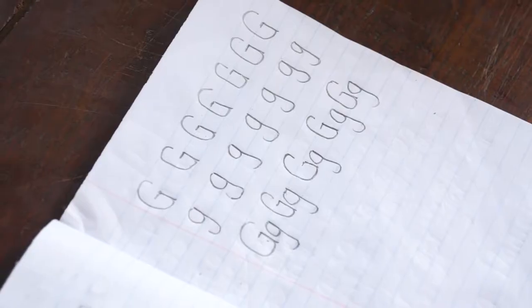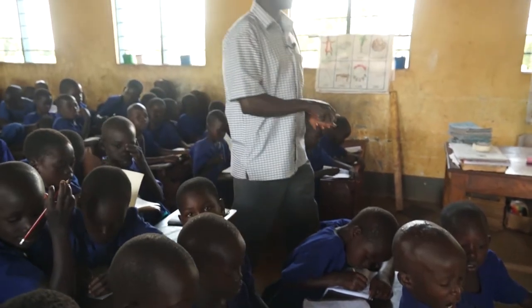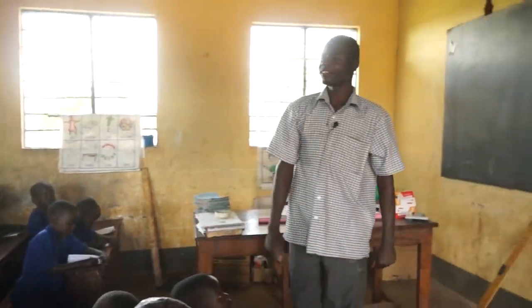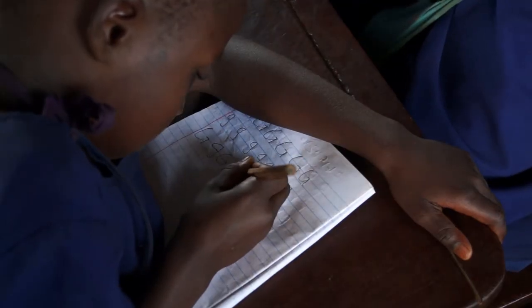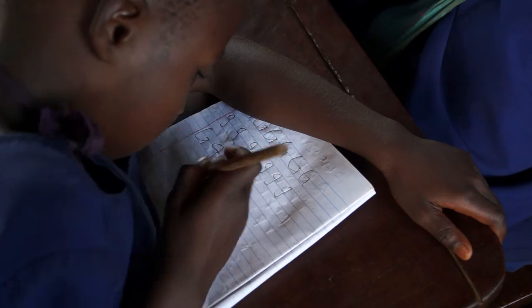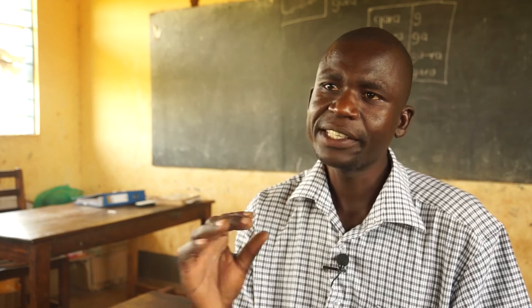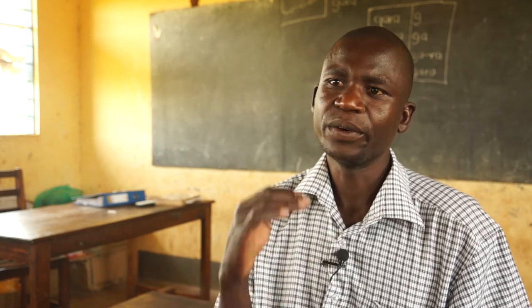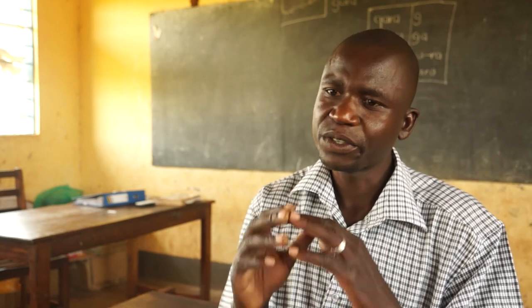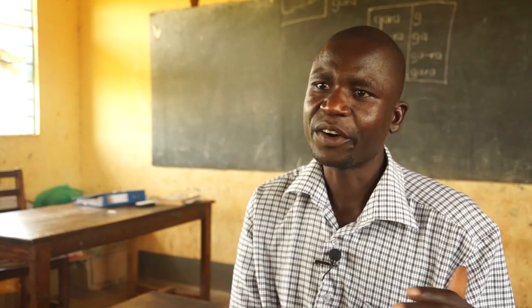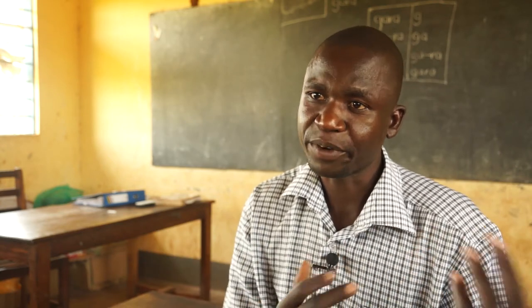Notice how Jimmy always moves around the room checking for accuracy. Any learners who are not forming the letters properly need to be corrected immediately. In term one and term two, our learners were just writing the way they could. But this term, we are trying now to show them how to write according to the rules of letter formation.